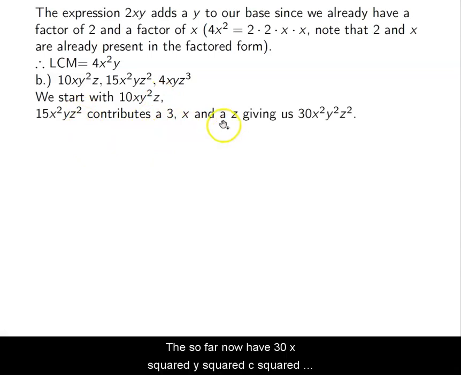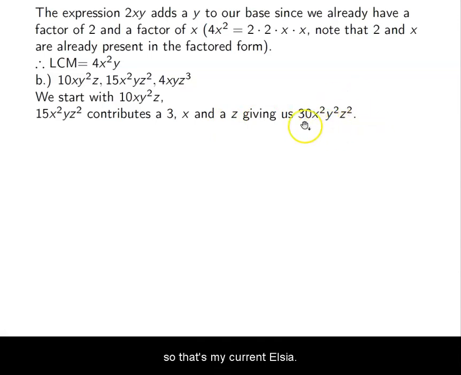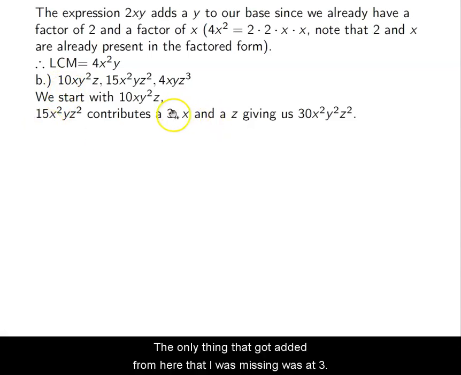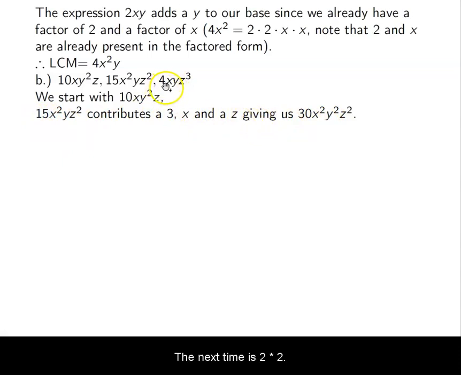Okay. So far now I have 30 x squared y squared z squared. So that's my current LCM. So I need to come in and add to that again what I have from 4xy z cubed. Now, 10 is 2 and 5. 15 was 3 and 5. So the only thing that got added from here that I was missing was a 3. The next term is 2 times 2.